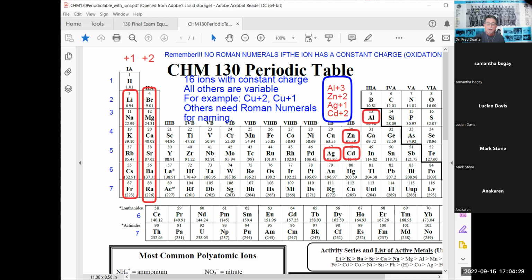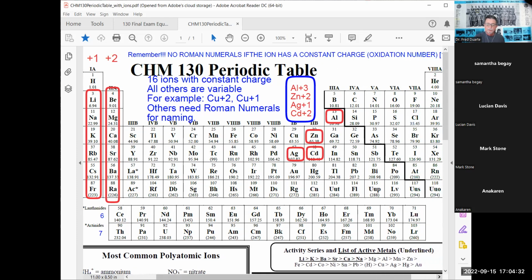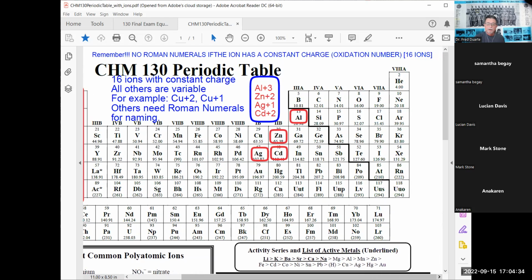Can vary. And so the other aspect is this, when it comes to the nonmetals, we're going to deal mostly, the majority of the time, with nitrogen and phosphorus. You know, being in group 5, they got room for 3 electrons, so they're going to end up with a -3. Everybody in group 6, they got room for 2 electrons.